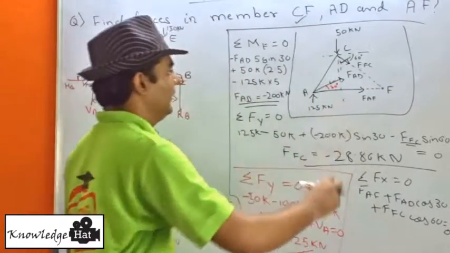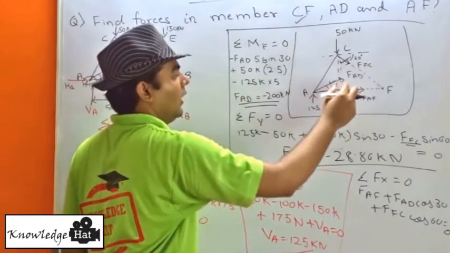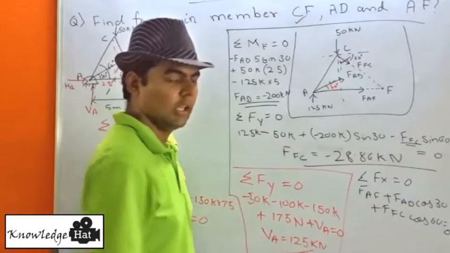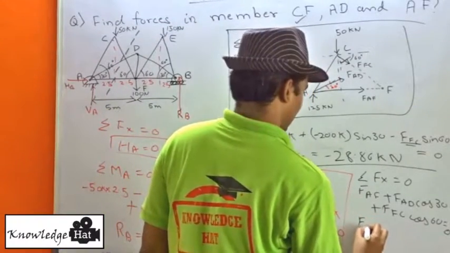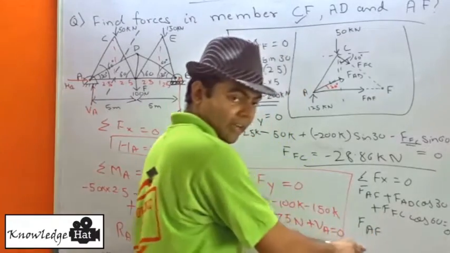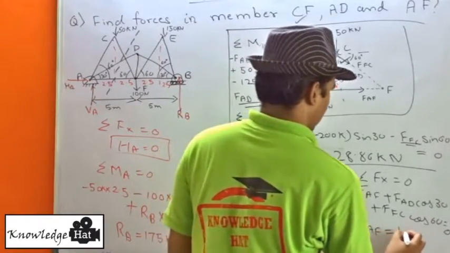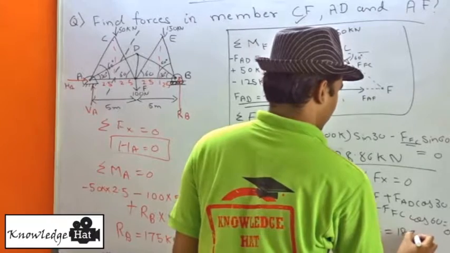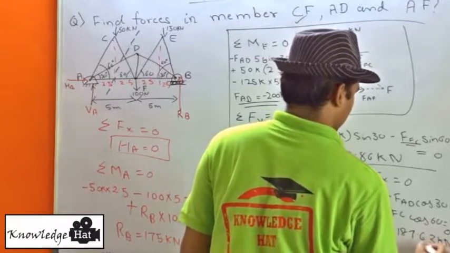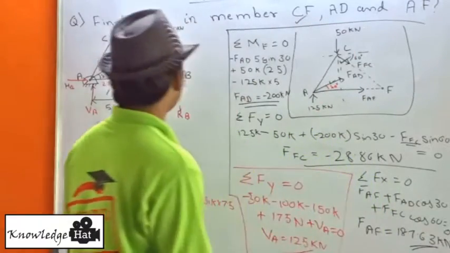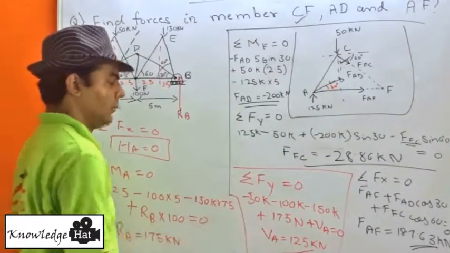And when we put in the values, we have FFC with us, we have FAD with us. So when we put in the values, we get FAF as 187.63 kilonewtons. So this is the entire sum.